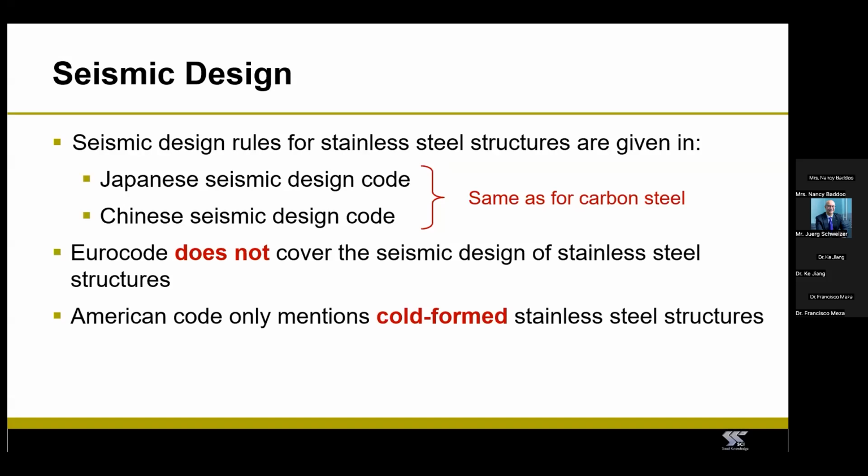In the US, the seismic design only mentions cold form stainless steel structures, but design rules for this type of structures are not comprehensive. So as you might know, the US is affected by earthquakes more than Europe. So the reason the American seismic design code does not cover stainless steel structures other than the cold form structures is because design rules for stainless steel have only recently been introduced to the US with the development of AISC 370 in 2021.